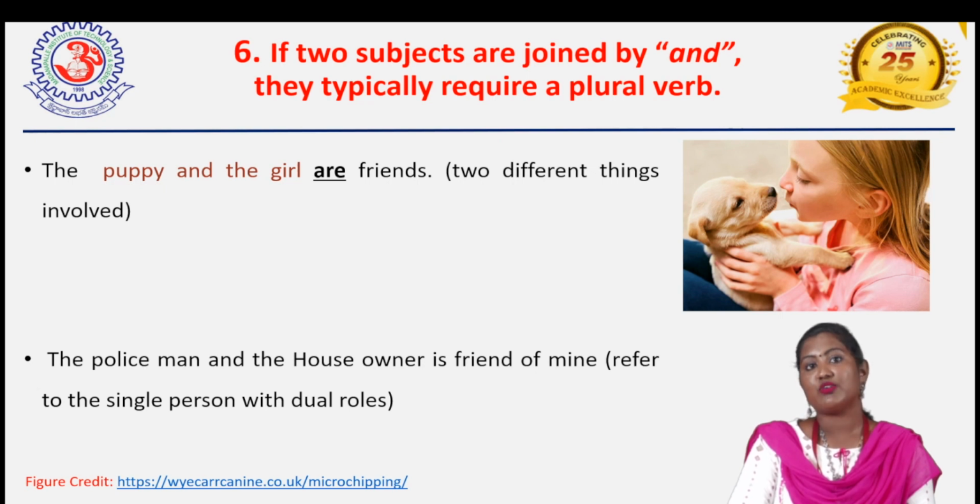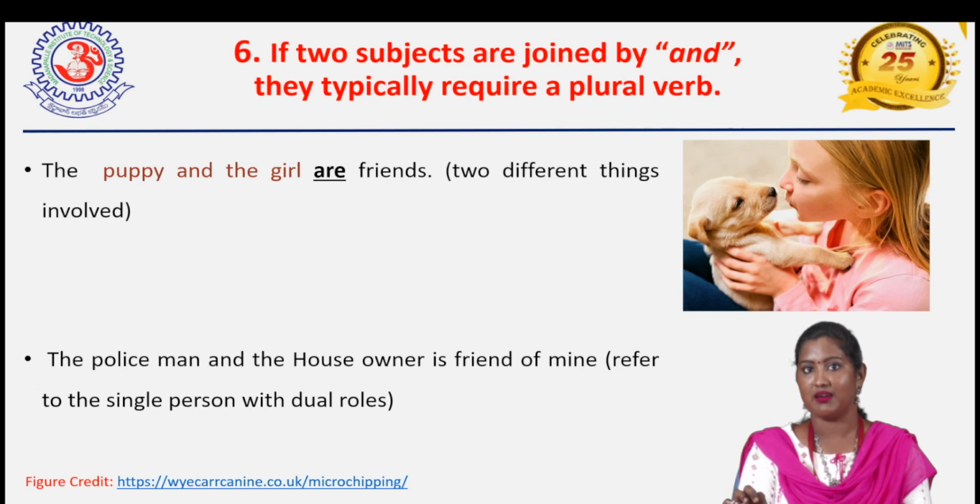Okay. If two subjects are joined by and, they typically require a plural form. Yes, it is absolutely. We'll see why. The puppy and the girl. So the puppy is a different element and the girl is a different element. They are coming together. They are two different things involved in one frame called friends. So when two different things are put together, we have to use are. The verb should be used in the are form.